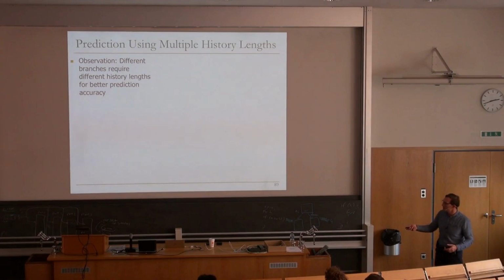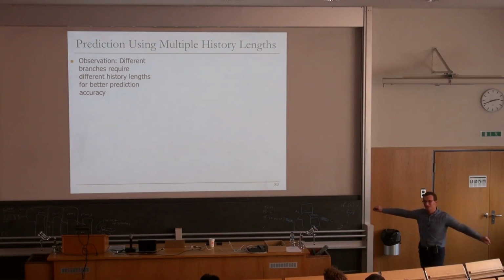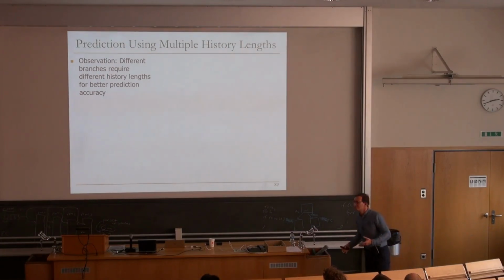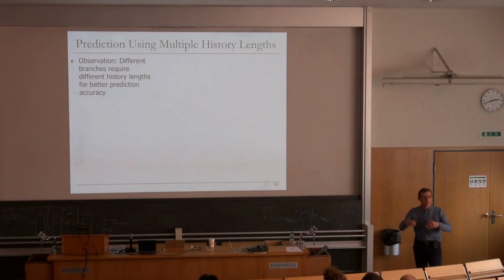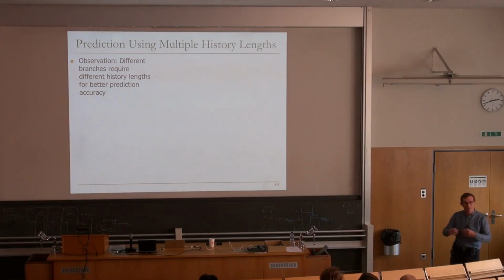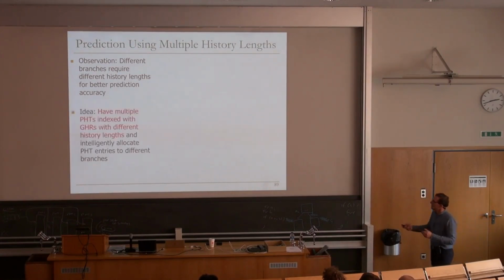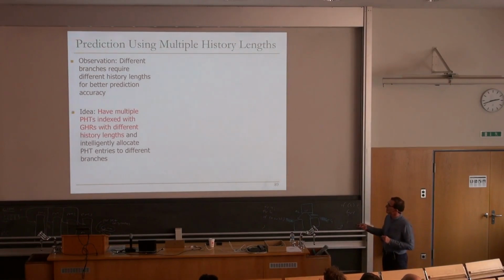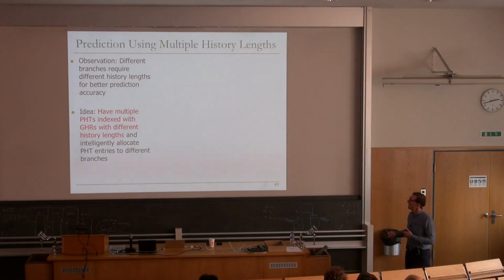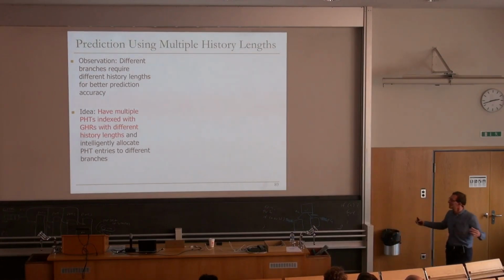But of course, if you have 1,000 history length, you don't build a pattern history table that's of 2 to the 1,024. That's a lot. So you need a tagged table at this point. That's why what we're going to build is going to be many tagged tables with different histories. Basically the idea is this: have multiple pattern history tables indexed with global history registers with different history lengths, and intelligently allocate pattern history table entries to different branches.